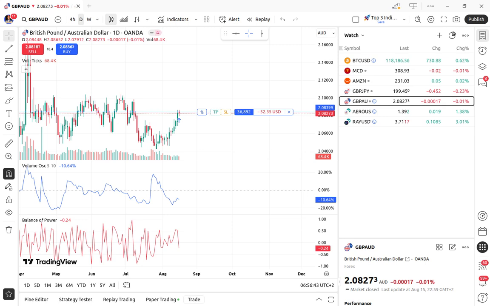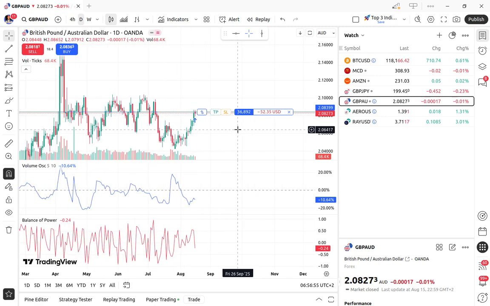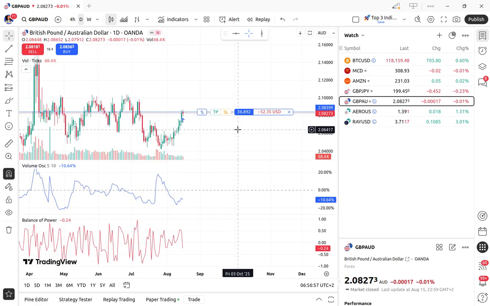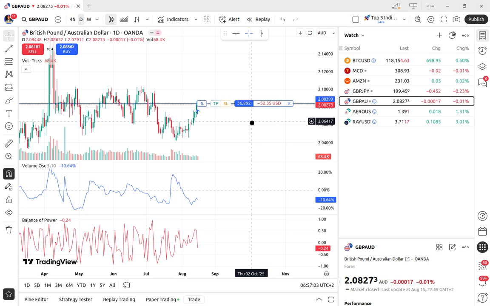Let's dive into the strategies of my trading. The good news is you are right here in my trading room, so I have nothing to hide, so we have all the time. Now, the first thing that I look for is the volume oscillator and the balance of power.